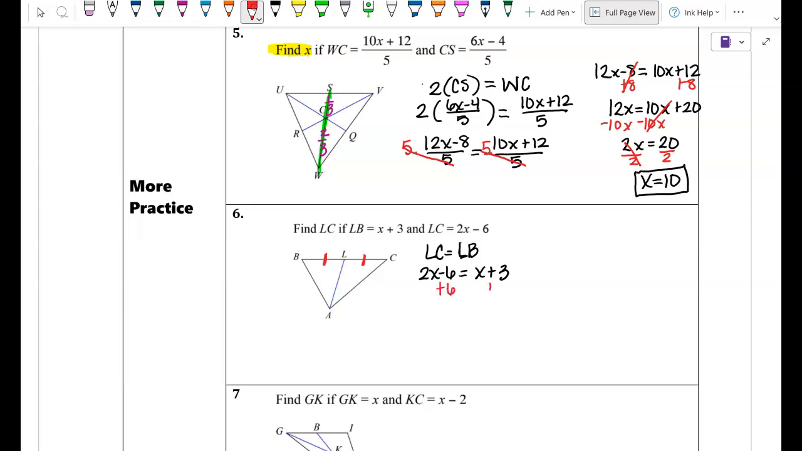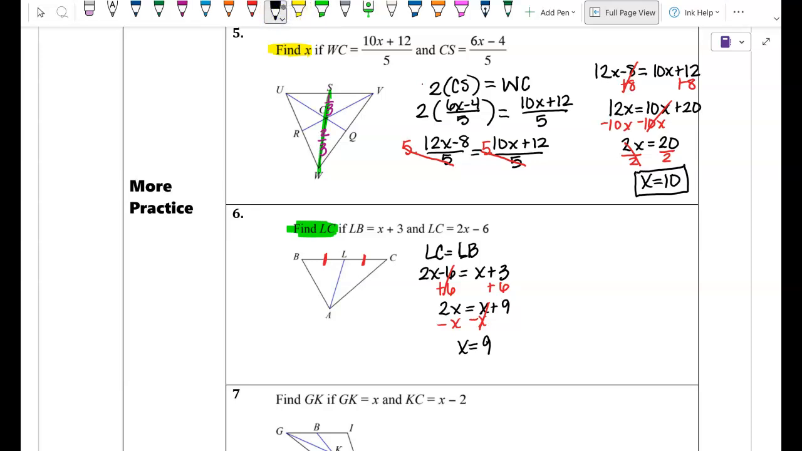So if I add 6 to both sides, I get 2x equals x plus 9. Subtract x from both sides, and we get x equals 9. But that was not what we were asked to find. We were asked to find LC. And this is a problem I saw on the quiz where we did not necessarily always follow through and answer what was being asked for.